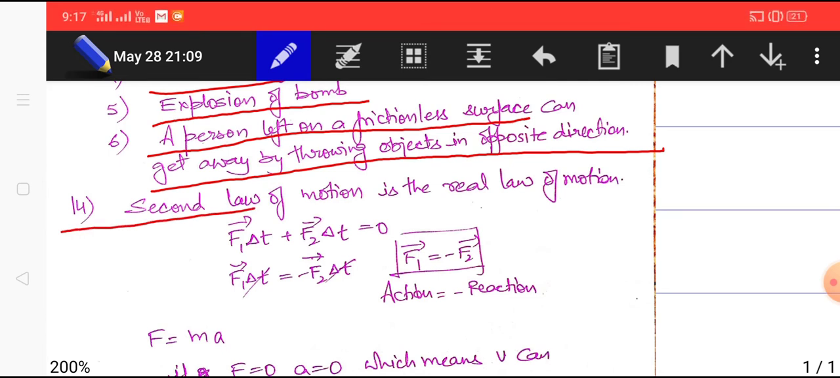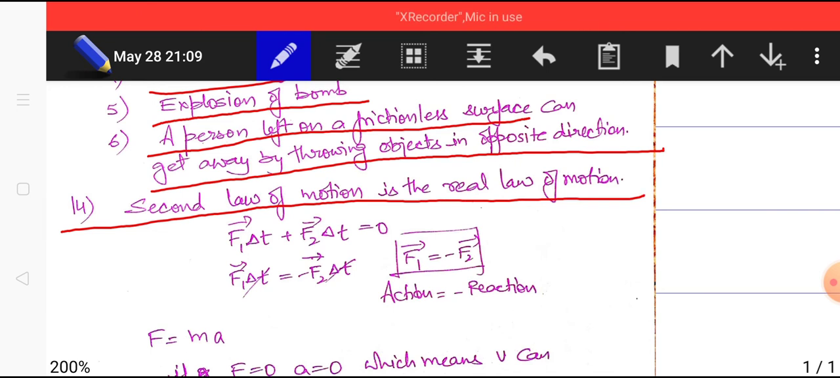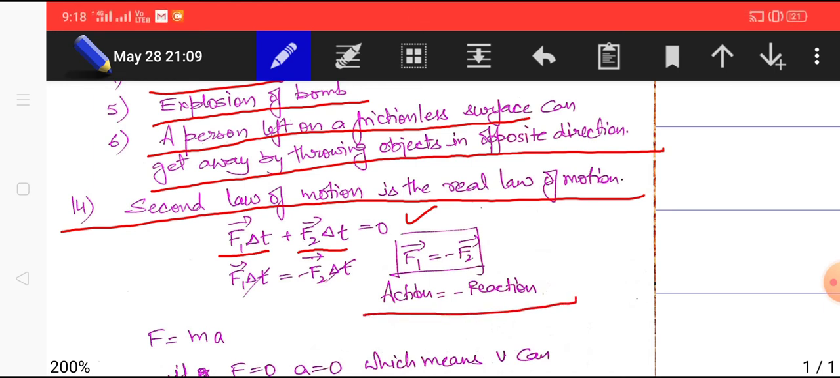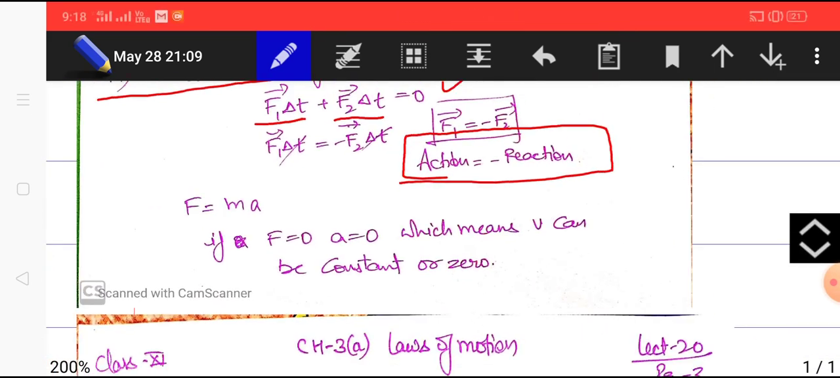Next is the second law of motion, known as the real law of motion, because the first and third laws are contained in this. Let us have a look. We have studied that impulse is defined as force into time, and impulse is change in momentum. So if impulse is change in momentum and momentum remains conserved, the sum of impulse on both the objects must be equal to 0. Comparing this, we get F1 is equal to minus F2, which is nothing but Newton's third law of motion. Action is equal and opposite to reaction.